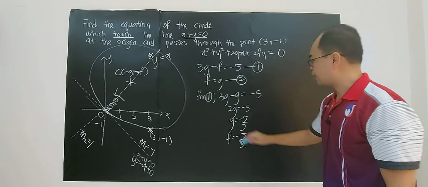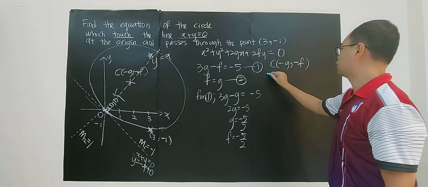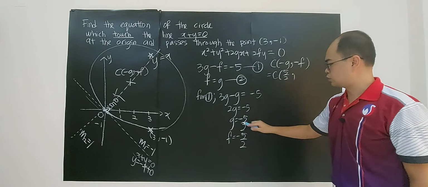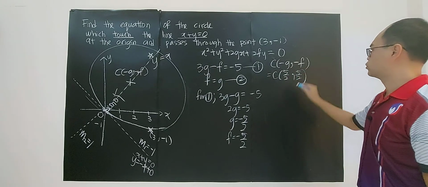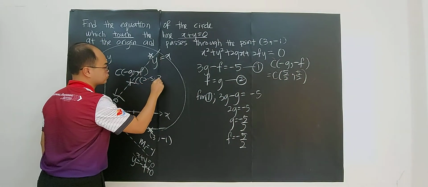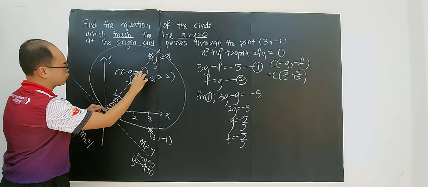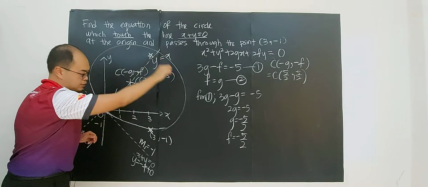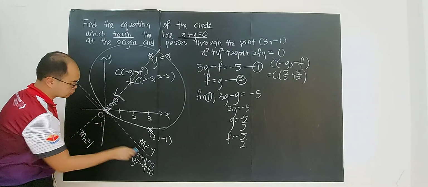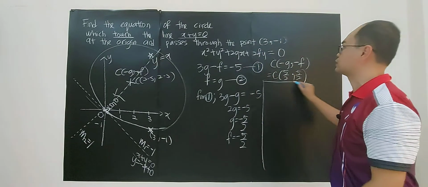With this g and f, we can know the center of the circle, because the formula for the center is negative g, negative f, which gives us the center to be 5 over 2, 5 over 2, right? So the center here will be 2.5, 2.5, around here. If I draw correctly, 2.5 and 2.5 will be the center of this circle, and this circle is passing through 3, negative 1 and touches the line x plus y equals to 0 at the origin. So the most important thing here is they're asking to find the equation of the circle, right?